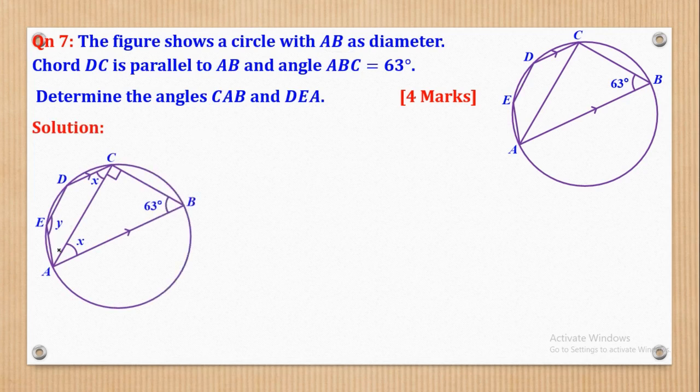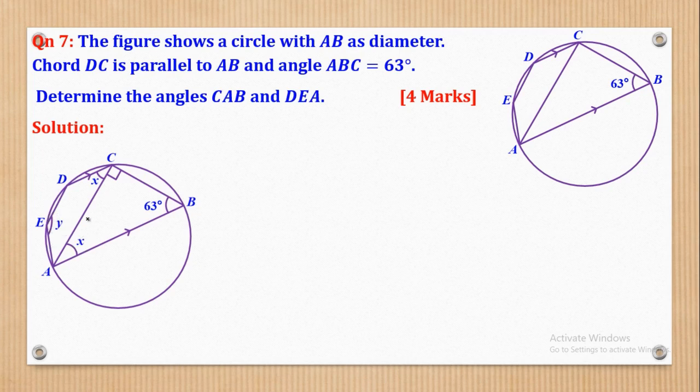So what does that mean? So this is C, this is angle CAB, let us give it the value X. And because this is parallel to AB, it implies that this angle is also equal to this because of alternate angles. Then because this is the diameter, it implies that this angle is equal to 90 degrees. Any angle subtended at the circumference by the diameter is equal to 90 degrees, so that's why this is 90. Then they also wanted the angle DEA, so let that angle be Y. So next is to find the value of X and the value of Y.